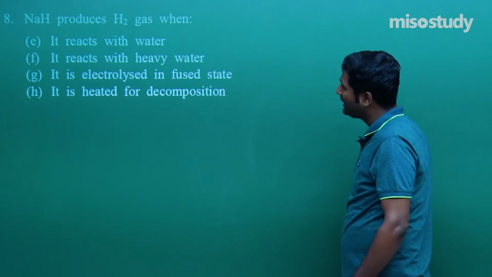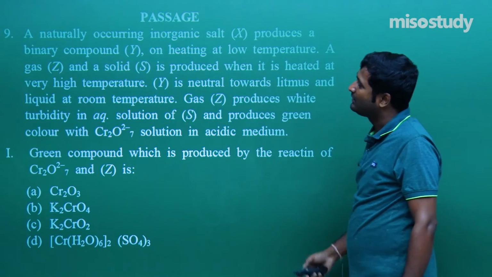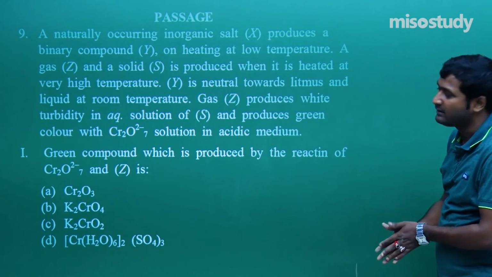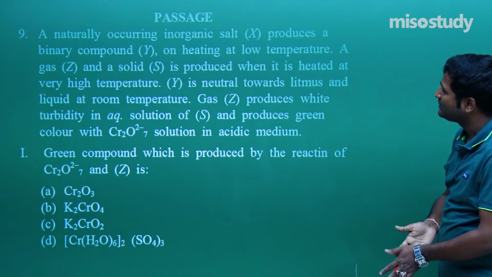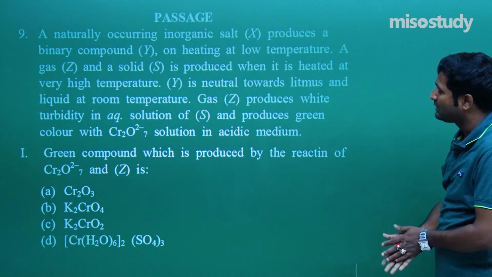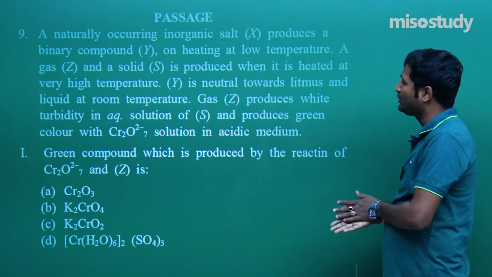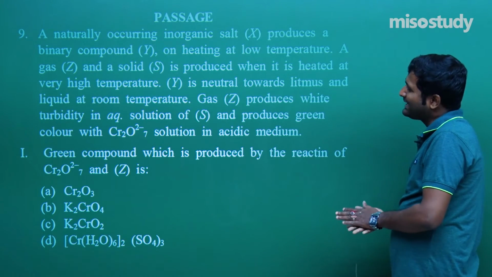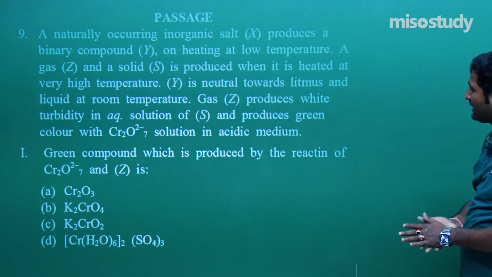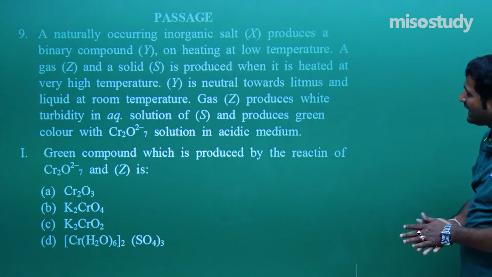Now let's move to the next question. Now this is a passage type question. Read the question carefully. What will happen? A naturally occurring inorganic salt produces a binary compound on heating at low temperature. A gas Z and a solid is produced when it is heated at very high temperature.